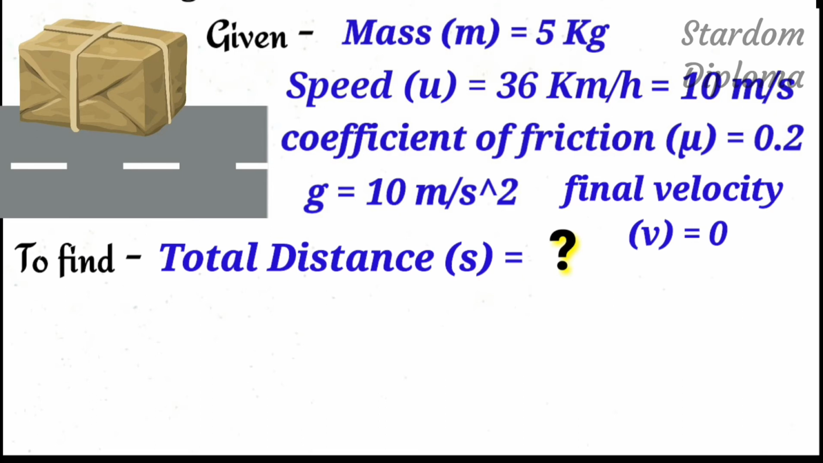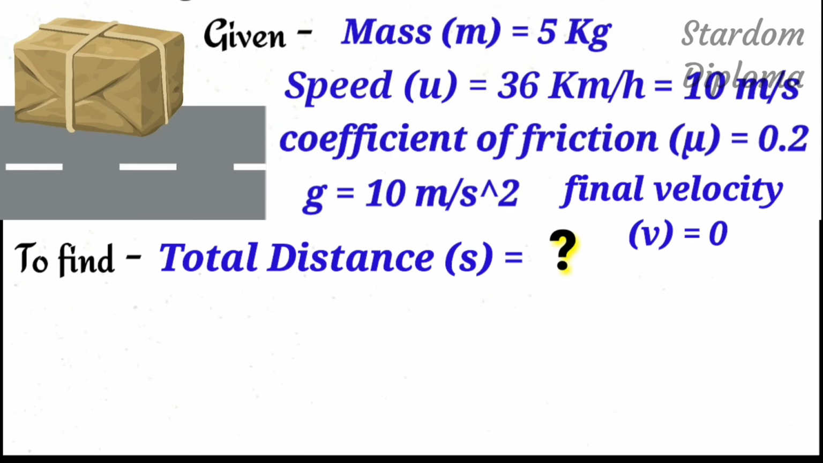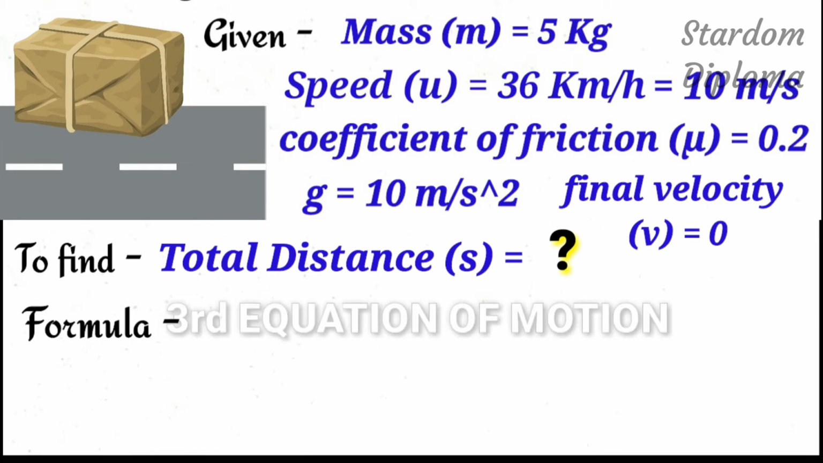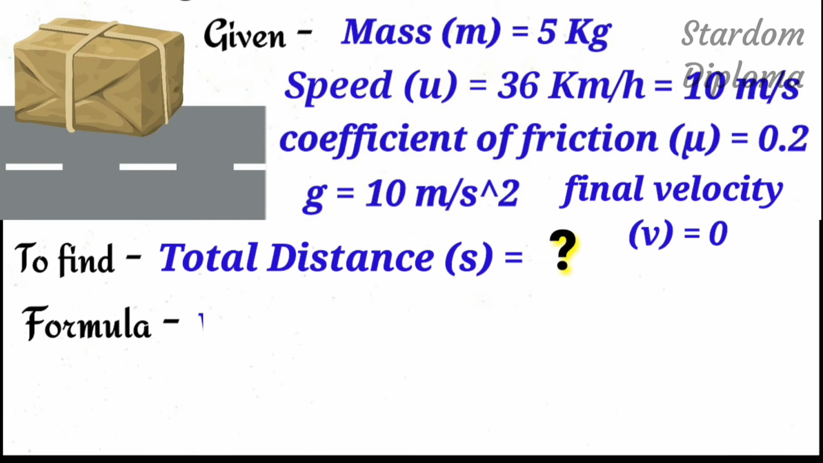This is our step 2. We have noted step 1, what is given in the question, and step 2, what we have to find. We need to find the displacement. Now here we can use the formula, that is the third equation of motion. I hope you remember it. V square minus U square is equal to 2as. Using this formula, we can find the displacement S.